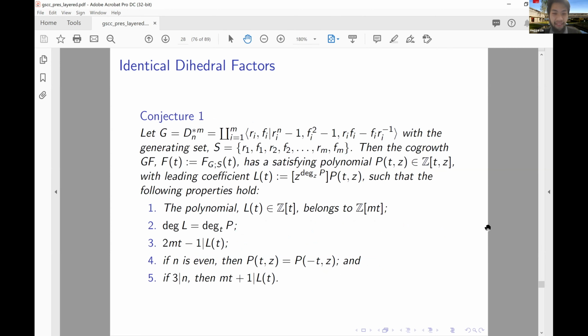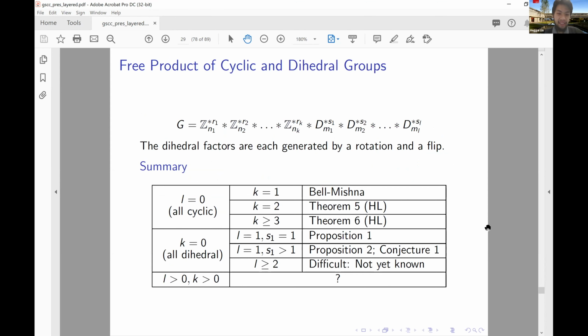Okay. And with that, we get a conjecture regarding this particular satisfying polynomial and the leading term in the Z variable. Just by looking at some experimental results, we get these 5 statements that seem to be true, but again, haven't been proven yet. I do plan to prove it in the near future. And so here's the general format of all the groups we've been looking at. Here's a summary of all the results for each particular variation.